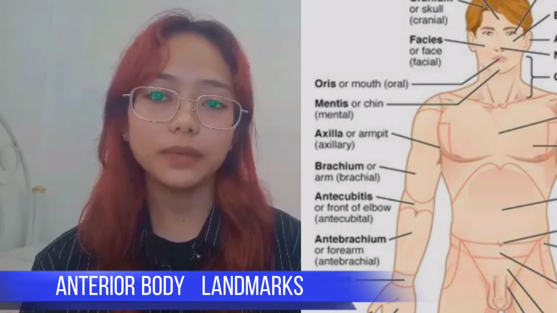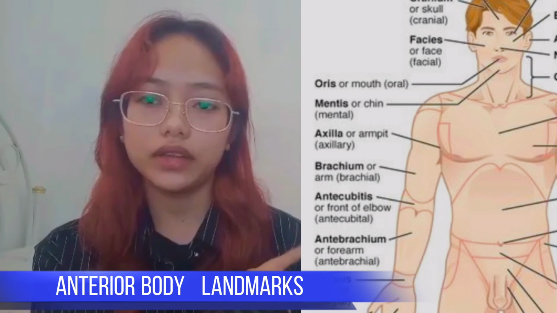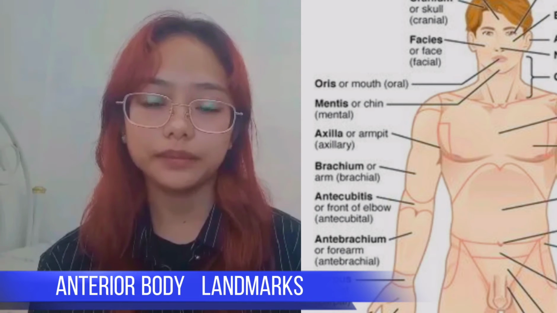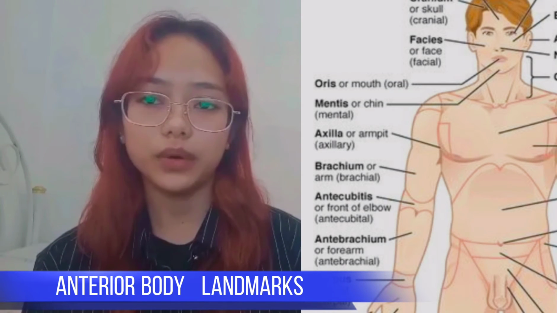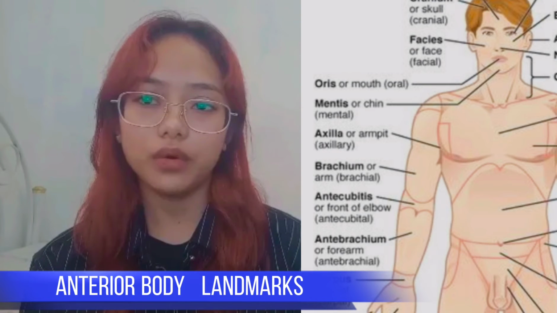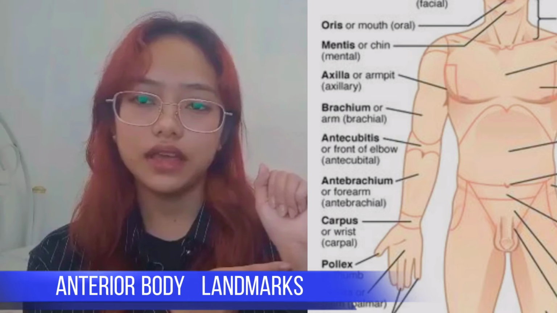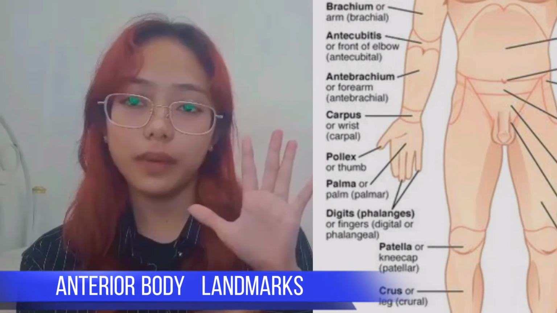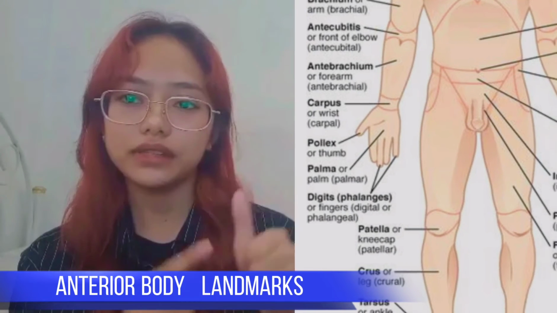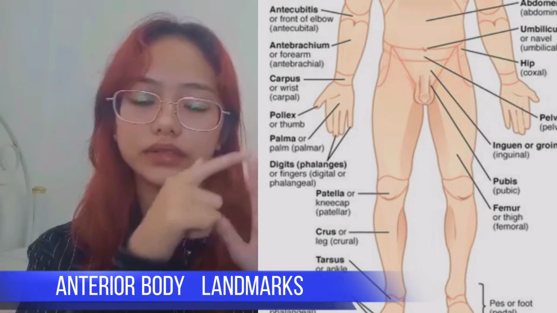We have the upper limb, starting with acromial or the shoulder joint. Now brachium or arm, antecubitus or the front of your elbow, antebrachium or forearm, and carpus or wrist, and the manus or the hand. We have palmar or the palm. The thumb is the pollex, and digits or digital, which pertains to your fingers.